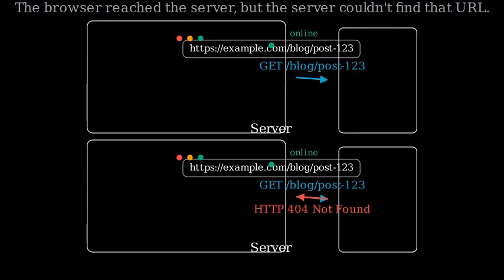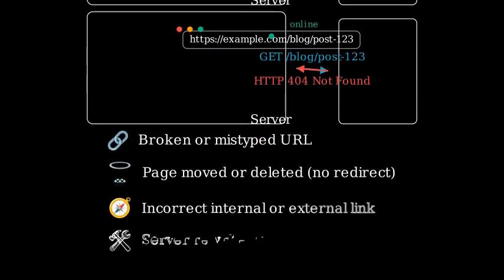Why does a 404 happen? Here are common causes. 1. A broken or mistyped URL, like a missing dash or wrong letter. 2. The page was moved or deleted with no redirect. 3. An incorrect link on the site or from somewhere else. 4. Server rewrite rules changed, so the URL no longer maps to a file.